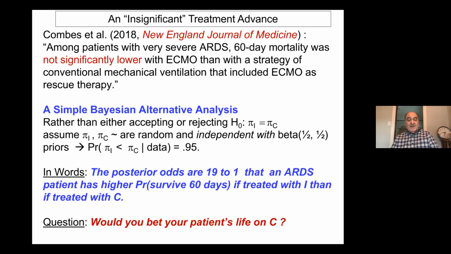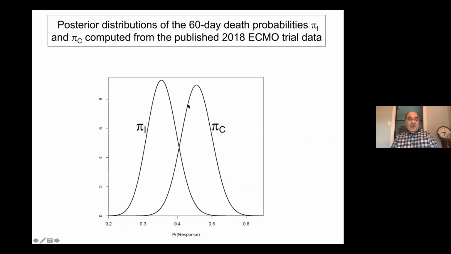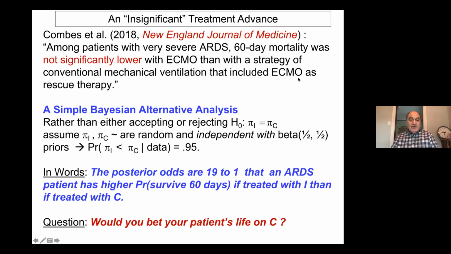And the simple question is, if you worked in the ICU, would you bet your patient's life on C, which is to delay the ECMO? Here's a picture of the distributions. Remember, Bayesians consider parameters random, and we can draw their posteriors. Here they are. Notice that the mountain for the death rate with C is to the right of the mountain for the death rate with I. You can draw your own conclusions based on this analysis. Look at the 0.95 and say, is that big enough for me to use I instead of C? It's up to you.